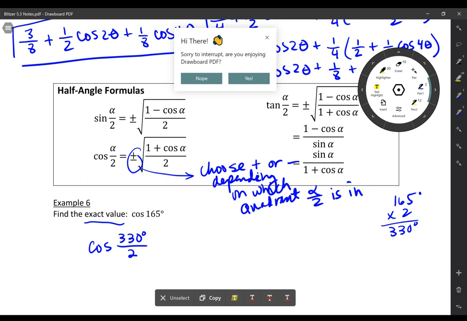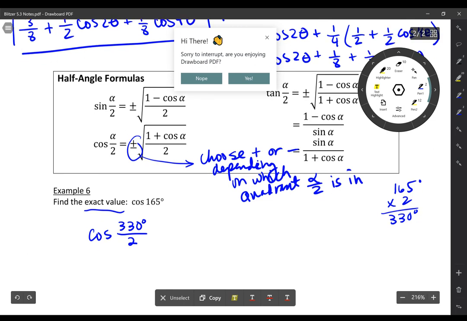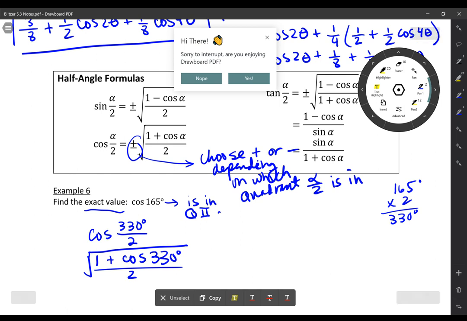So then I could use this formula. Let's not worry about the plus or minus for right now. Let's just see if we can plug this in and then we'll decide if it's plus or minus. So this would be 1 plus the cosine of 330 degrees all over 2. And then it says look at your alpha over 2. So 165 is in quadrant 2, and your cosine is negative in quadrant 2, because remember, cosine is like x. So since cosine is negative in quadrant 2, that means I need to have the negative here.